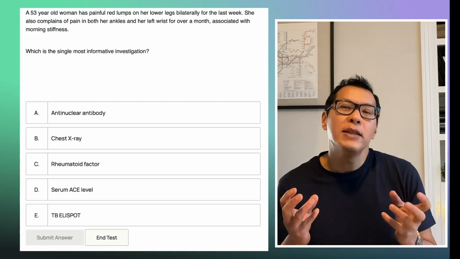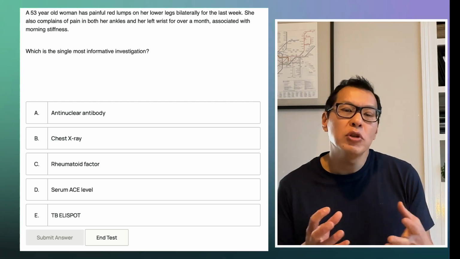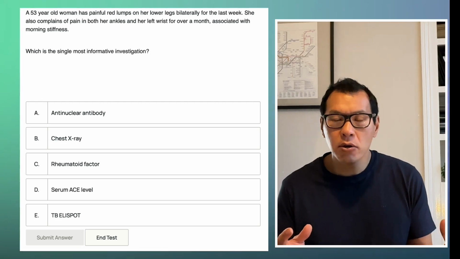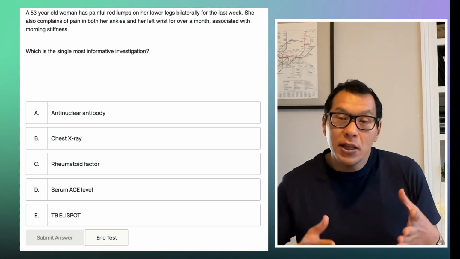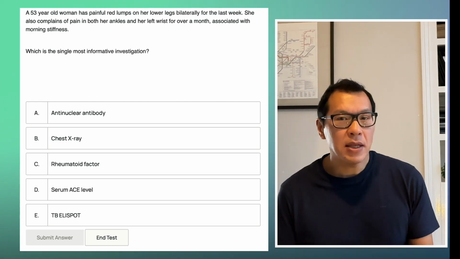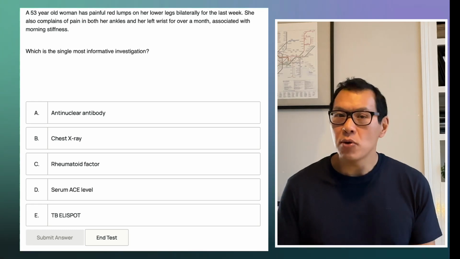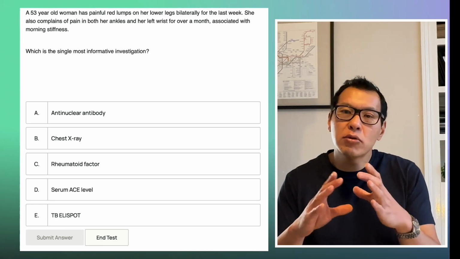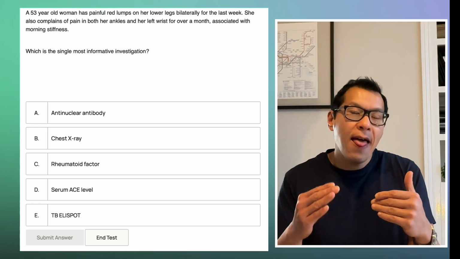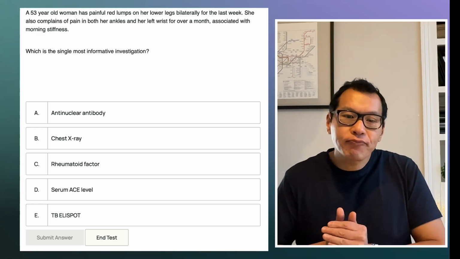Well, when we think of tender lumps on the lower legs, obviously she has some sort of rash going on. And it didn't give the game away by telling you that they're nodules, but I suspect that this is erythema nodosum. And this occurs especially on the shin. They're quite discrete nodules, and they're very tender to touch.